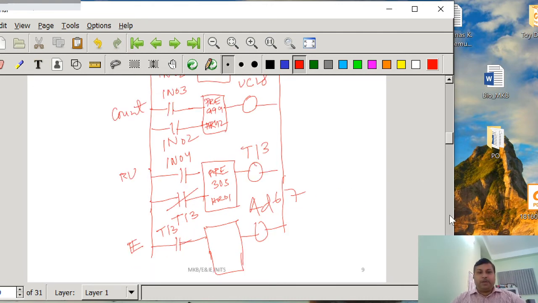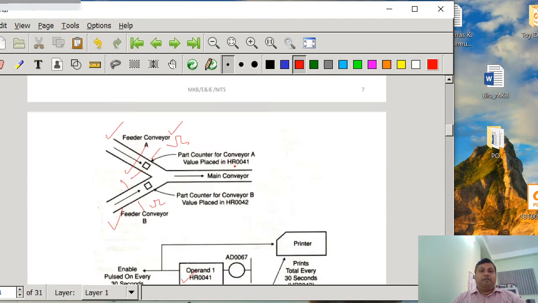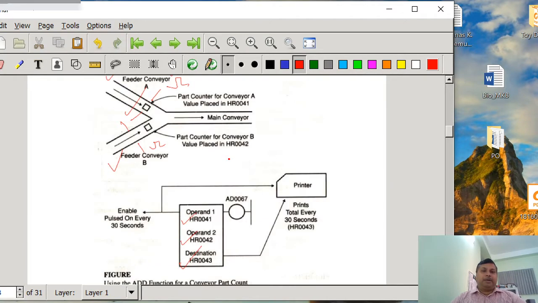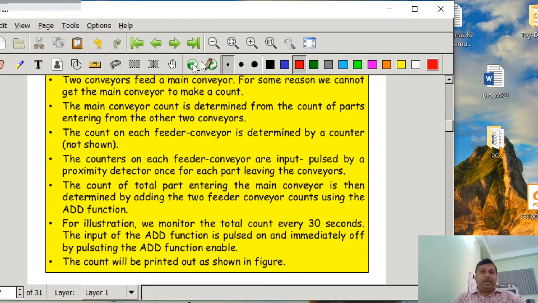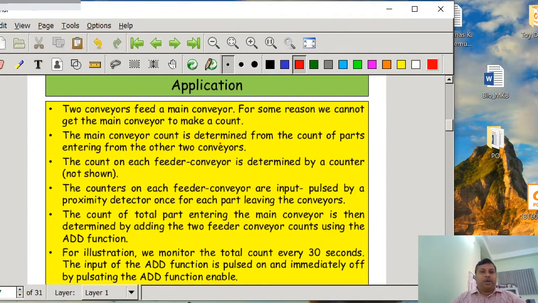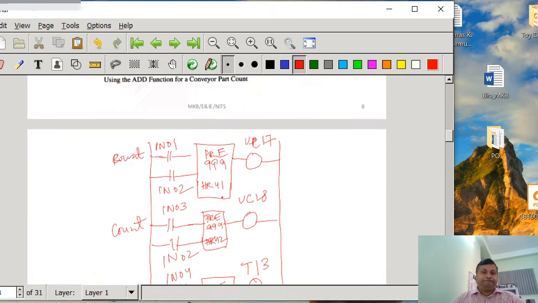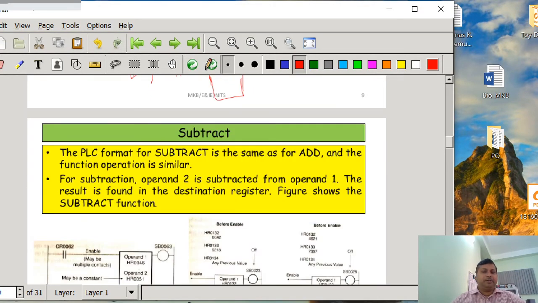In this way you can develop a complete ladder program where you can solve, or deal with, this kind of situation.